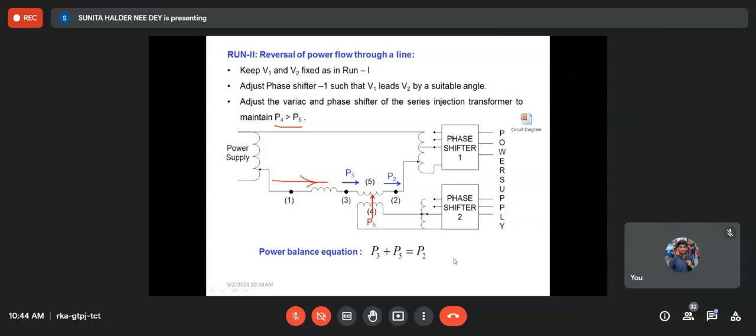Now what will you do in our experiment? We shall read this power, note the power readings and verify whether P3 plus P5 equals P2 in run 2. In this way for run 1, P2 plus P5 should be equal to P3. But it is not mandatory; it should have the condition that all the power is flowing in the same direction. Otherwise, it may change also. In this case also, V3 plus V5 will be equal to V2.